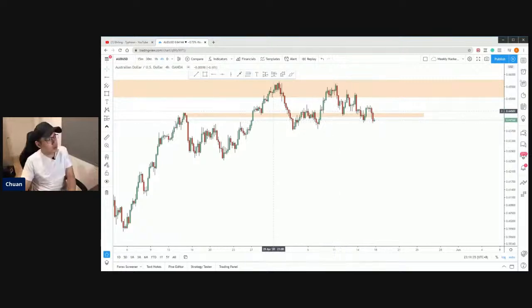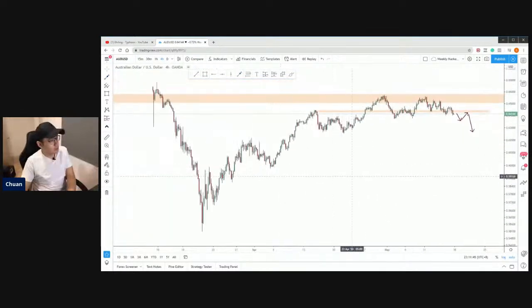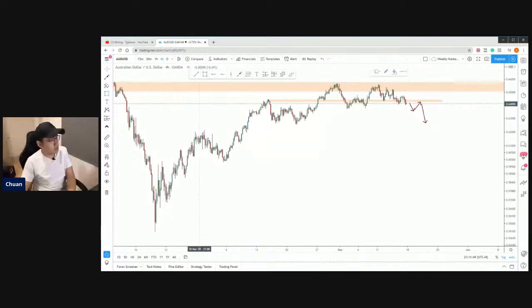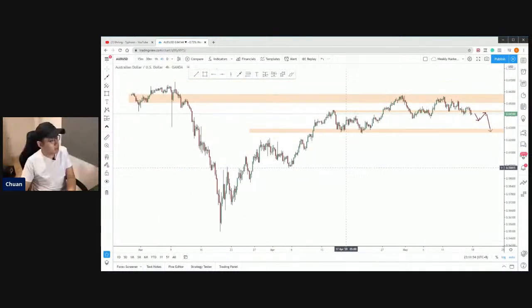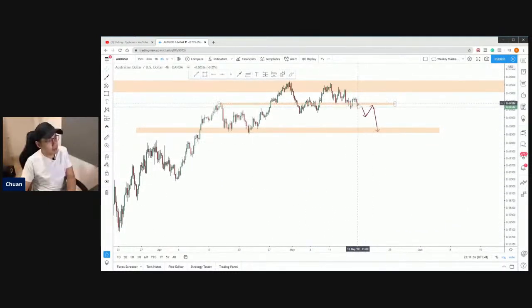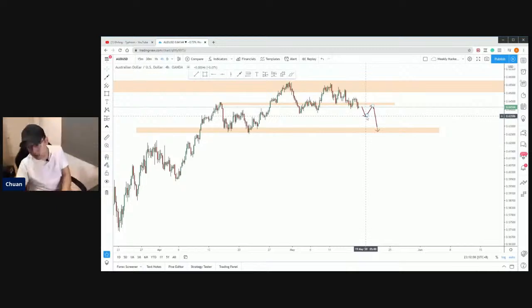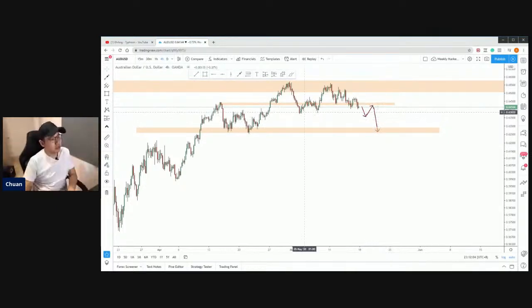So what we do is wait for the market to break down and pull back, and this week we look for another sell trade as well. My target level will be around here, about 0.6256. I'll be waiting for the market to do a valid pullback, and I'll be looking for a sell entry on the H1 chart or even from this H4 chart as well.